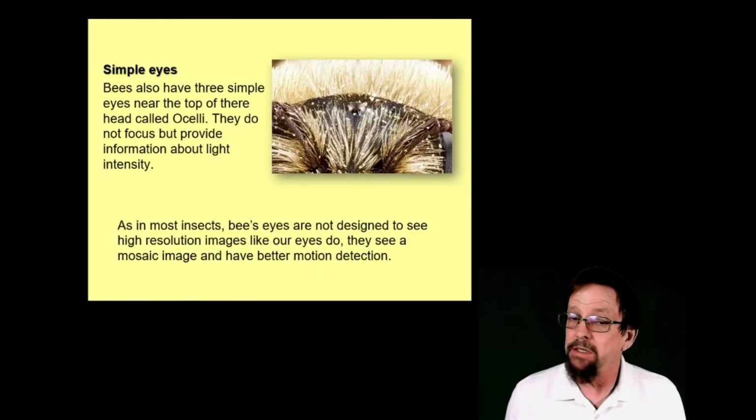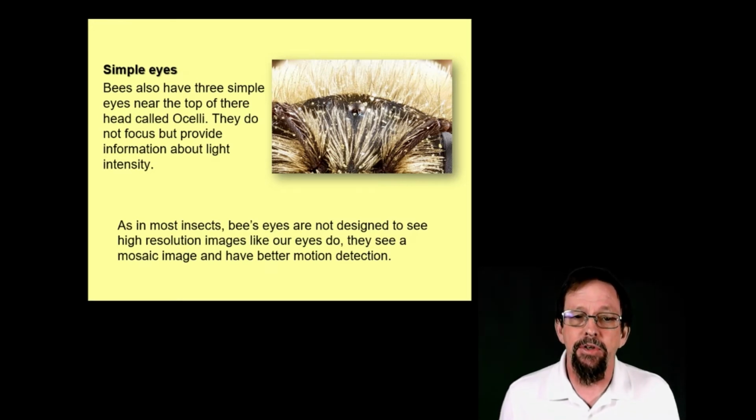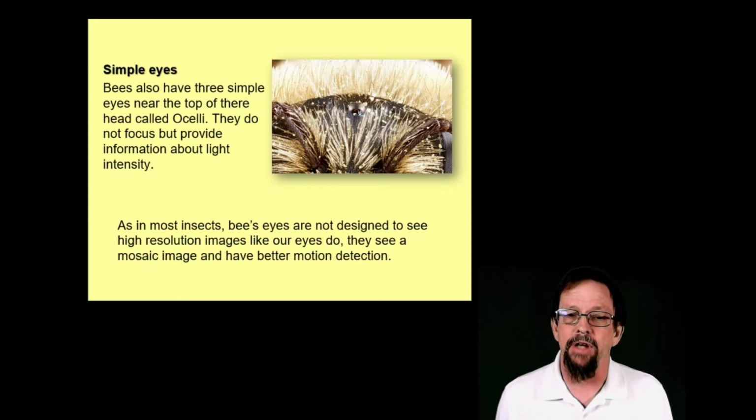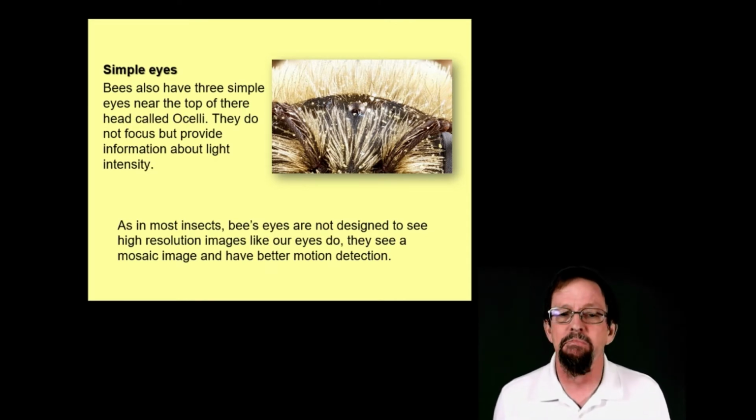Simple eyes. Bees also have three simple eyes near the top of their head called ocelli. They do not focus, but they provide information about light intensity. As in most insects, bees' eyes are not designed to see high-resolution images like ours. They see a mosaic and have better detection of motion.